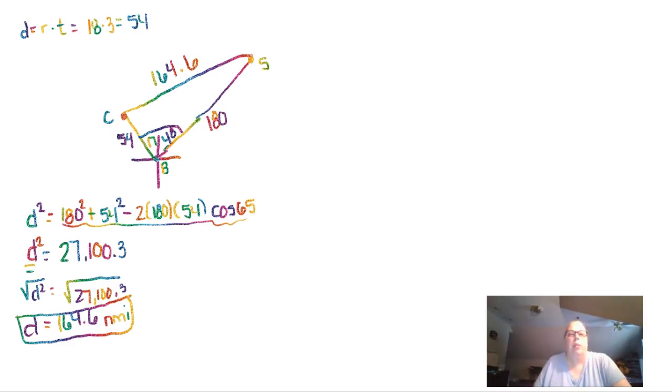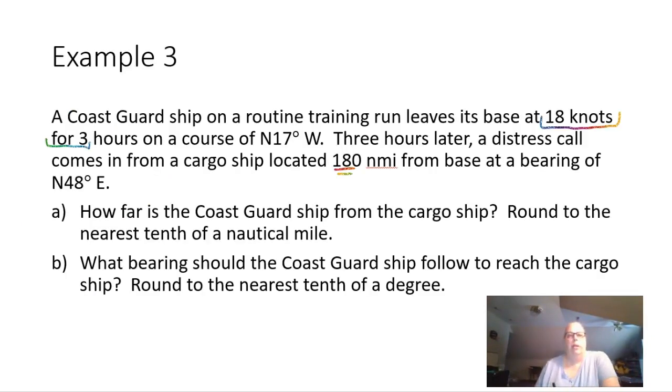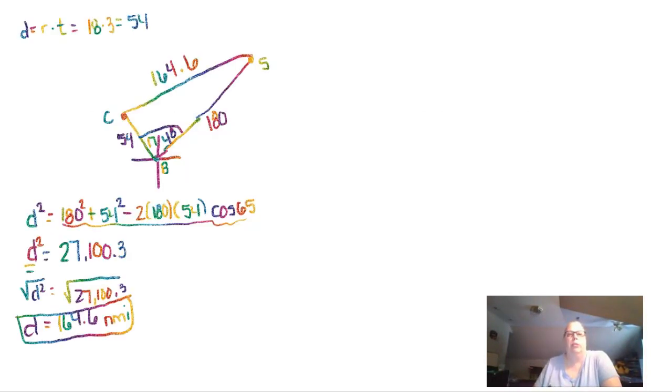Now let's look at part B of the problem, because part A is done. Part B: what bearing should the Coast Guard ship follow to reach the cargo ship, rounded to the nearest tenth of a degree? Let's go back to our picture. The Coast Guard ship has to travel this direction to get up here to the cargo ship to help them. So we need to figure out the bearing they're going to travel.